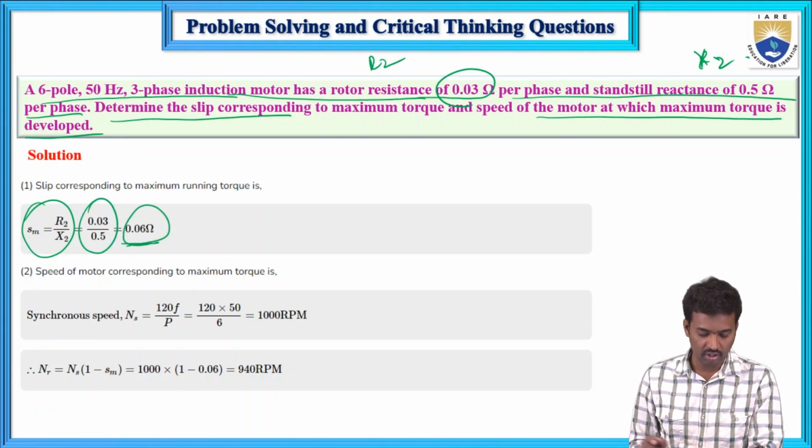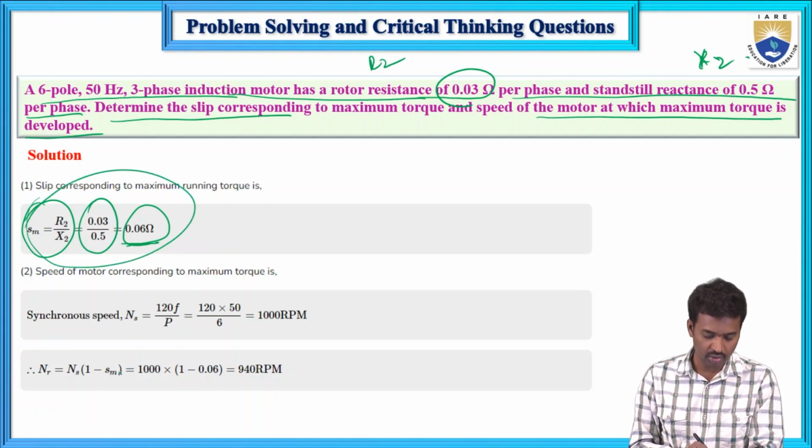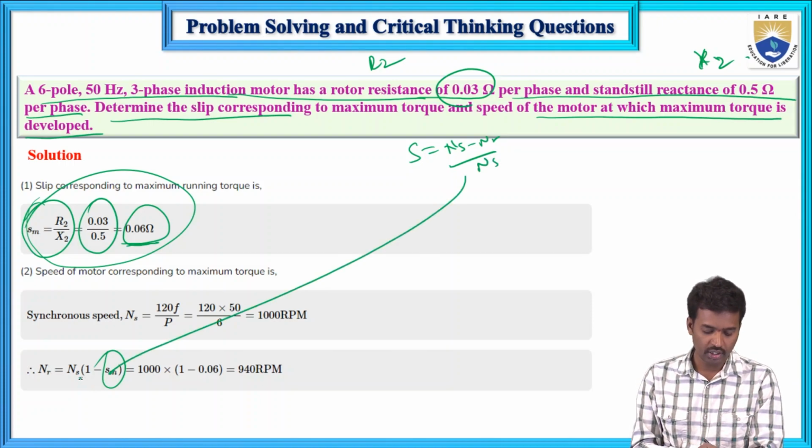And next, we have the slip value, and Nr equals Ns minus. So S equals (Ns minus Nr) divided by Ns. From this, if you rewrite, Nr equals Ns(1 minus S). Here the S value is calculated using these two parameters under maximum torque condition.